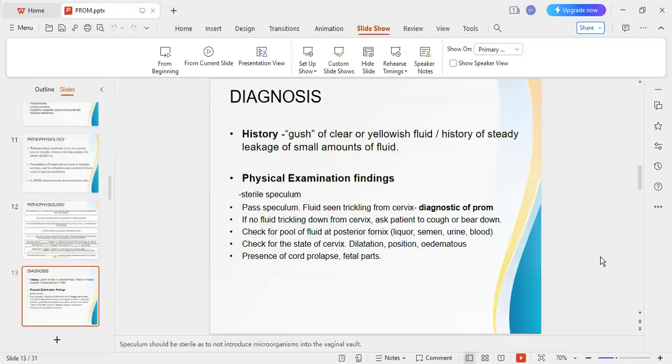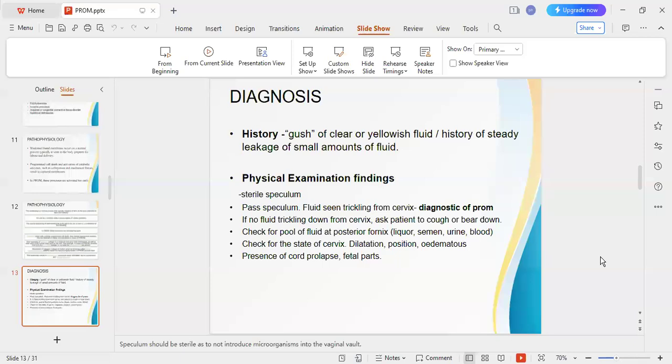So let's talk about the diagnosis. How do these patients present to us? So these patients usually present with a history of gush of clear fluid or light yellowish fluid from the vagina, or they'll have a history of steady leaking. They tell you, oh, I've been seeing this leaking that comes and stops, comes and stops. And then they talk about their underpants being wet or their beddings being wet when they wake up.